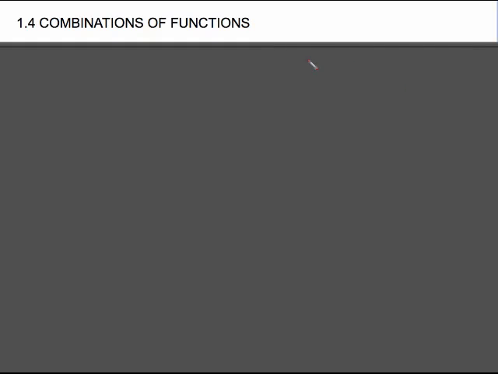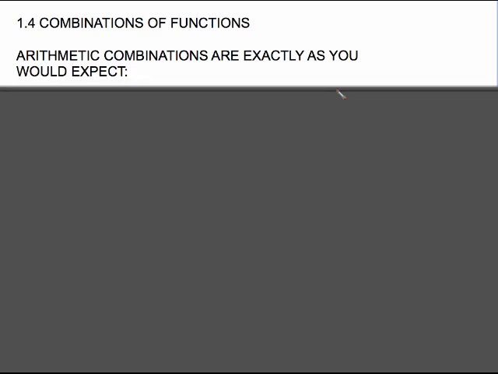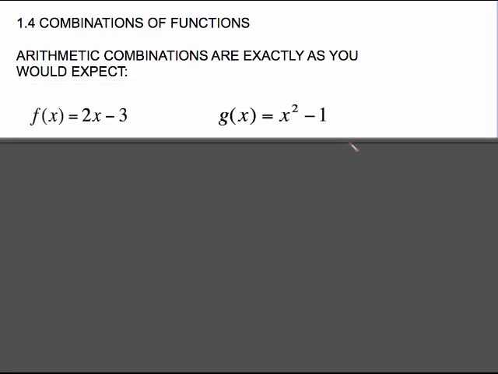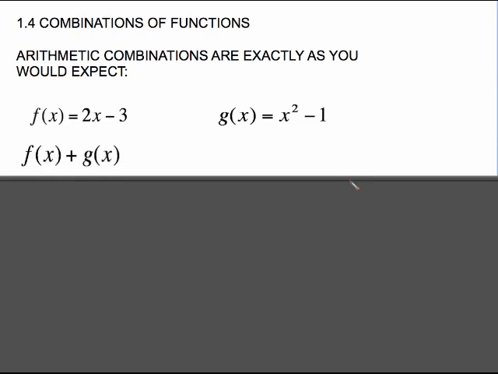We will cover combinations of functions and compositions of functions. Arithmetic combinations are exactly what you would expect them to be. If you have two different functions, f of x and g of x, and you are asked to add them together, it's just going to be a matter of writing this function plus this function and doing your simplifying. I'll do the simplifying on a couple other examples coming up.